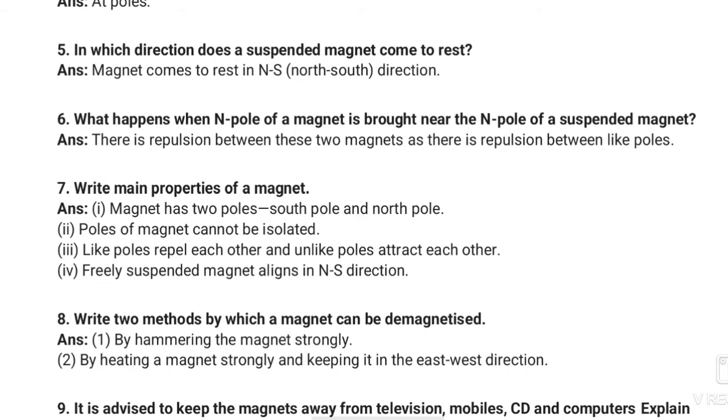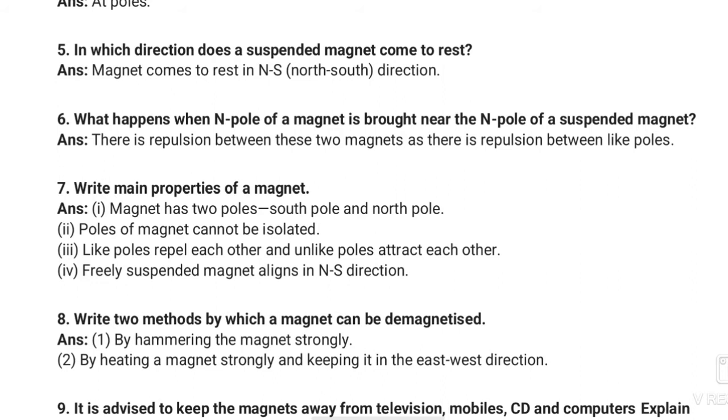Next question, write the main properties of a magnet. Students, a magnet has two poles, south pole and north pole. Second property, poles of a magnet cannot be isolated. Third property, like poles repel each other and unlike poles attract each other. Next property, a freely suspended magnet aligns in the north-south direction. We know that a freely suspended magnet always comes to rest in the north-south direction.